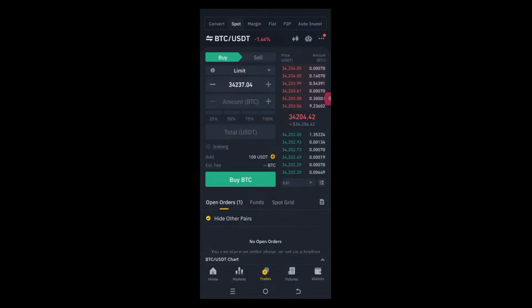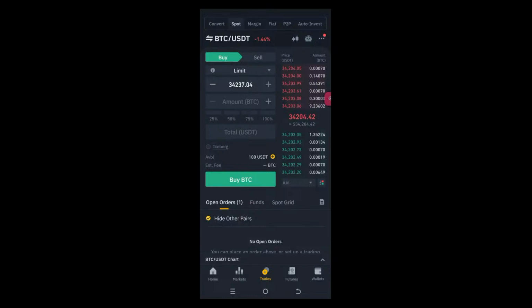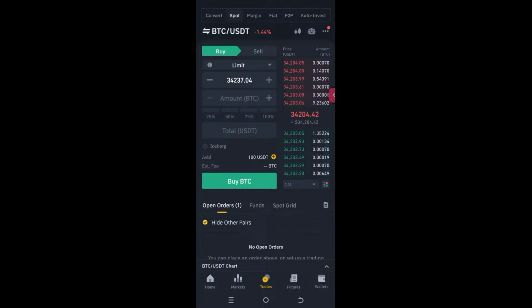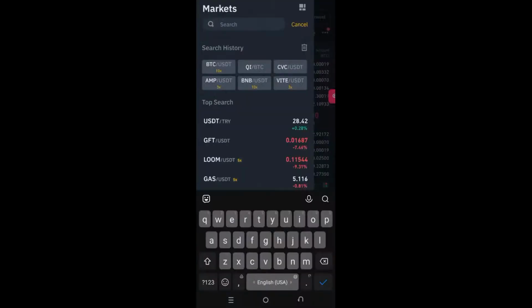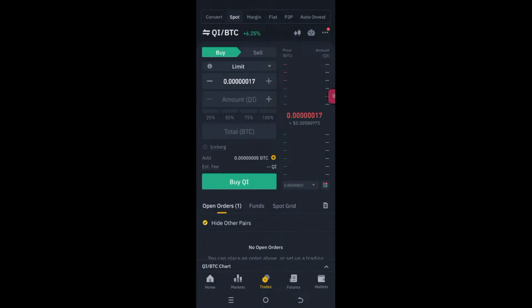Okay, so let's start with triangular arbitrage. We're currently on BTC USDT. Now, the starting point is, what is triangular arbitrage? I'm going to choose one of the coins here as an example. Triangular arbitrage just means you're taking advantage of the disruptions in the market, the imbalances, and you're profiting from them. It's more like you're looking for bargains and making profit off the little imbalances in the market.